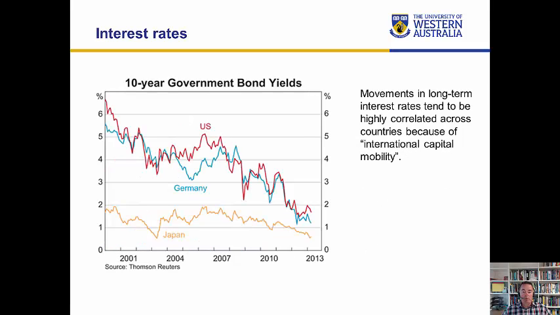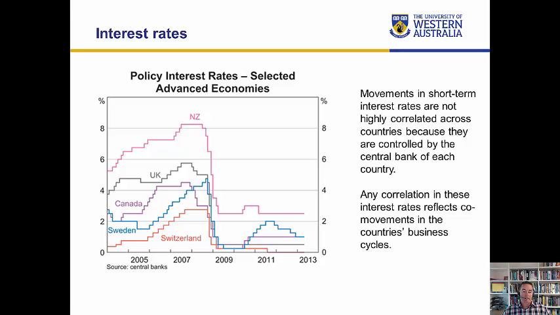So looking at this, although long-term interest rates among countries are highly correlated, Japan being the exception because over this period Japan was in a very deep recession, short-term interest rates can and do move in opposite directions across countries, as we can see here. So these are the policy interest rates of these countries, the 24-hour interest rates, the interest rates controlled by the central banks of these countries.